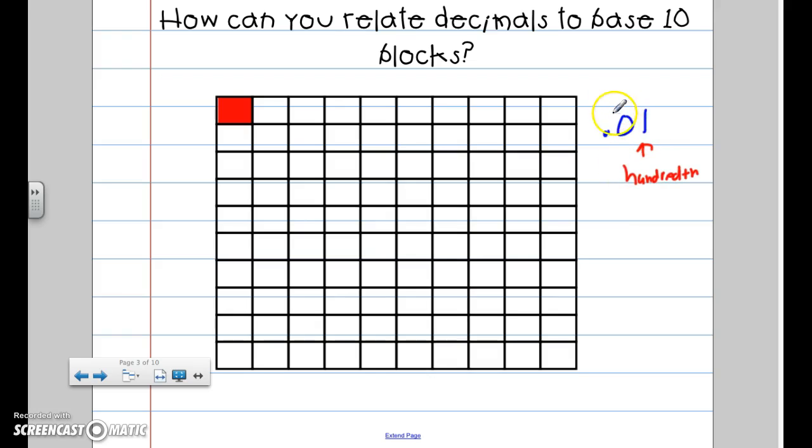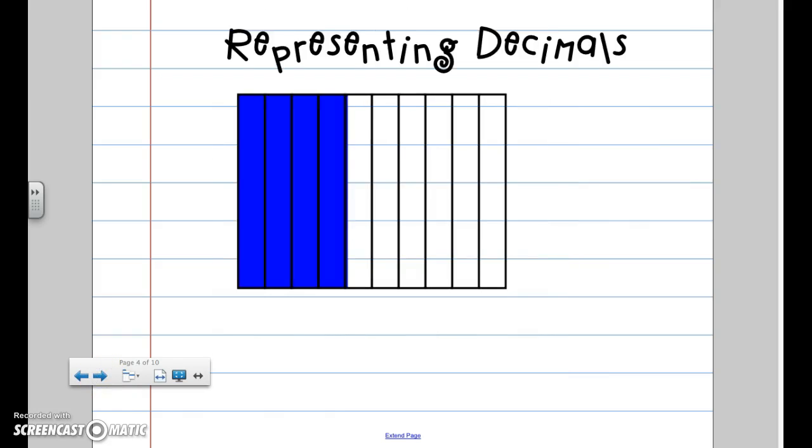So this is the hundredths place, this is the tenths place. I don't have a tenth filled in. So all I have is this one little box. It's 1 out of 100 boxes, and only that one is shaded in. Let's look at this one.